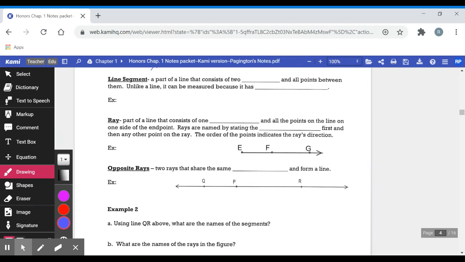Next part is talking about a line segment. For this line segment, it says a part of a line that consists of 2 endpoints and all the points between them. Unlike a line, it can be measured because it has endpoints.